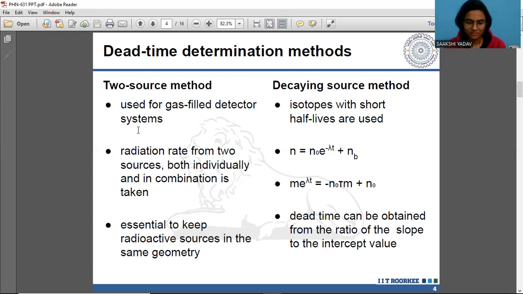And the other common method is the decaying source method. It can be applied according to the known exponential decay behavior of a radioactive source using isotopes with short half lives. These are the equations which are used in determining the dead time using this method. In this equation, m e raised to the power lambda t is equal to minus n naught tau m plus n naught. In this equation, the dead time can be obtained from the ratio of the slope to the intercept value.